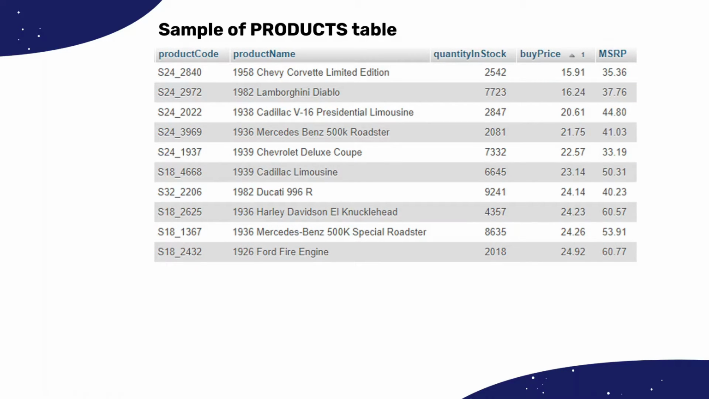Then we will discuss an example of using the min function. For example, we have a products table as shown in this image. The columns of the products table are product code, product name, quantity in stock, buy price, and MSRP. Then if we want to get the lowest buy price from the products table, we can use the SQL query: select min(buy price) from products. Buy price is the column name and products is the table name. This syntax is used to get the lowest buy price from the products table.